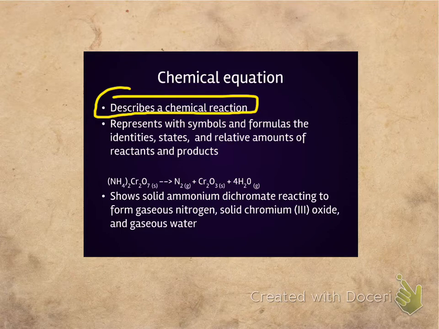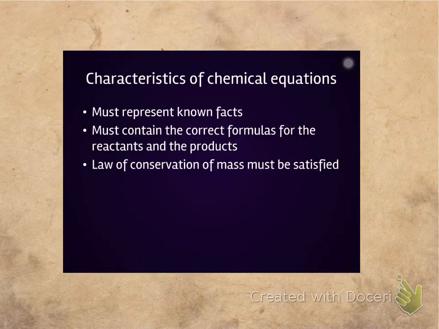Okay, we also talked briefly about the fact that they must represent true facts. We have to actually know what the products and reactants are, that they have to have correct formulas, and that the law of conservation of mass has to be satisfied. That's the balancing part. We'll get to that in a second. So for now, let's start off with a few other things about chemical equations.